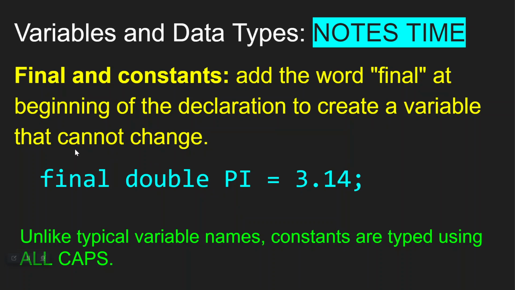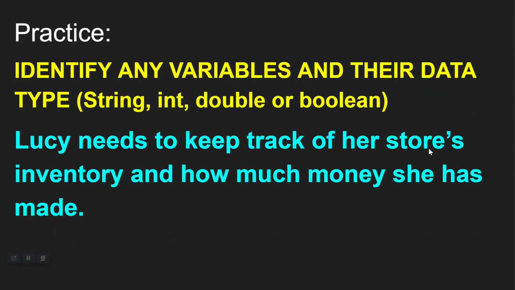So anytime you see the word final at the beginning of a line of code and then you have a data type, then you would expect that the variable name is going to be in all caps, which is what you see right here. All right, let's do a quick little practice to see how well you absorbed our information. Read through this, what's in blue down here, and see if you can identify any variables that would be necessary to make this program run, and then also the data type. Again, just trying to identify any variables and maybe their data type.